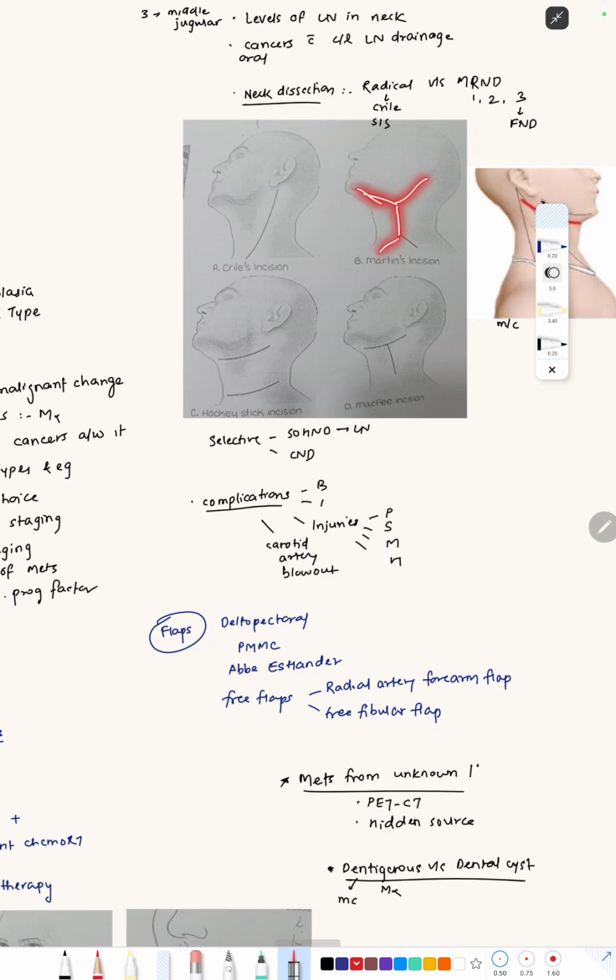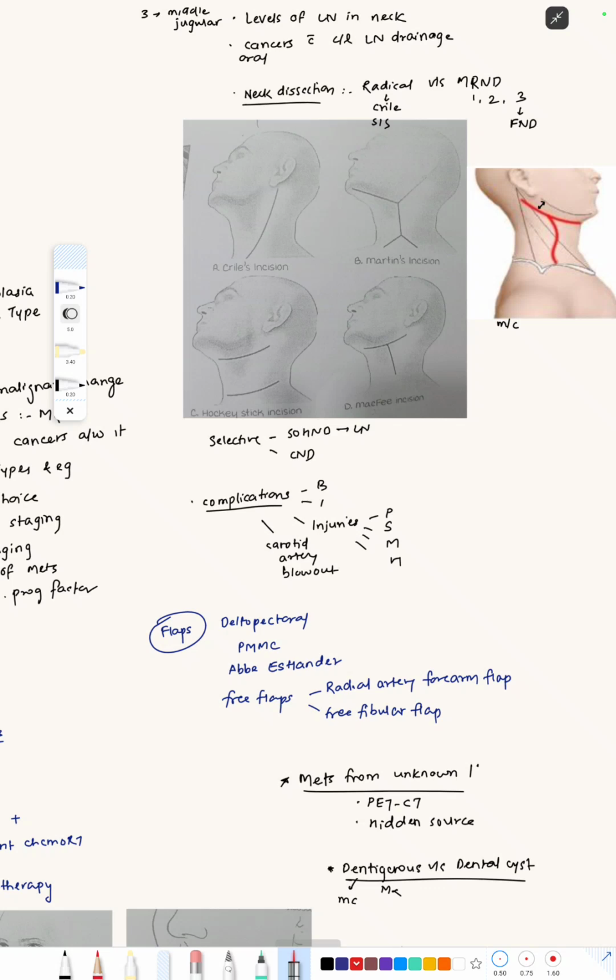Then Martini's incision looks like a wine glass. Okay, then hockey stick incision, and then McAfee's incision. Most common type of incision that is shown over here is called the modified Schobinger's incision. In the modified Schobinger's incision, you can see that from the angle of mandible, 2 finger width distance is present. This is done for preserving the marginal mandibular nerve.